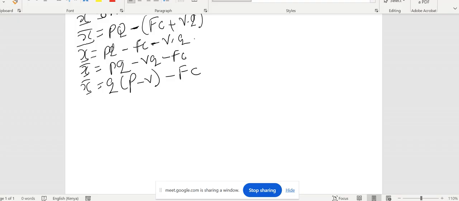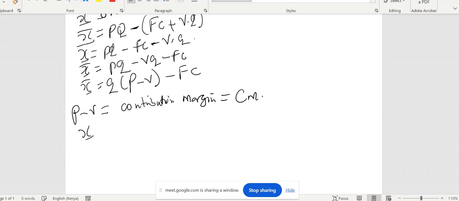Now, we know this. What is P? P is the selling price per unit. What is V? Variable cost per unit. P minus V is what you call the contribution margin, CM. So then I can replace here and say my profit is the same as Q times CM minus fixed cost. So this is our final equation we are going to use.